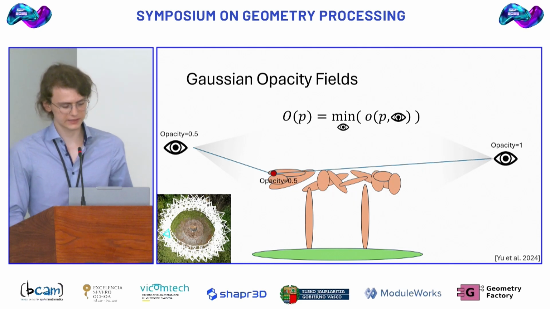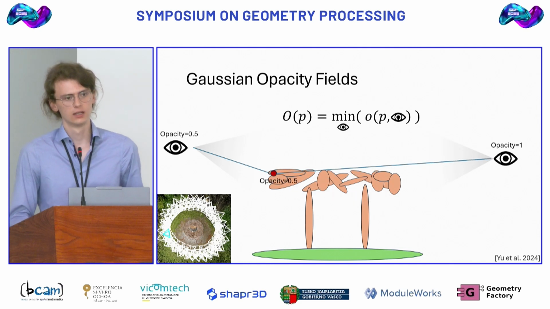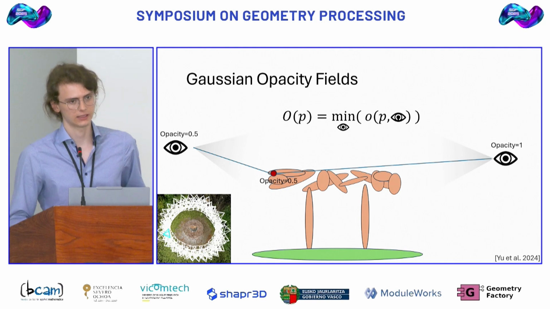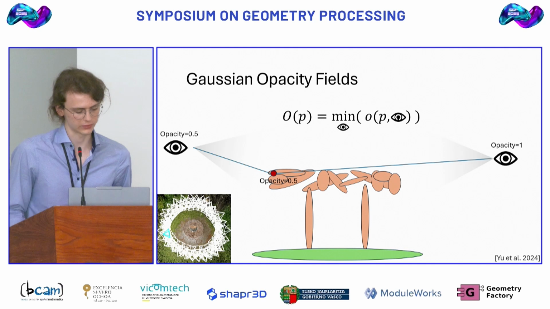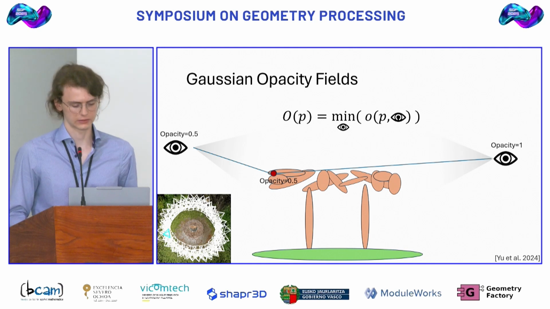Then our actual surface is going to be exactly where this opacity field has its 0.5 level set. So wherever, for one view, exactly half of the transmittance has been used up when it hits the surface.